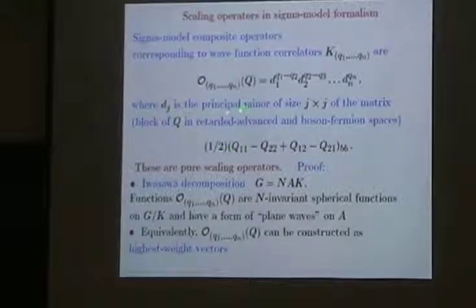So D_j is a principal minor, which is a block of this matrix Q, and not of Q, but of some combination of it. So 1, 2, 2 are these retarded-advanced sub-blocks and retarded-advanced decompositions. BB is the boson part. So anyway, one can construct out of the matrix Q first this object, and then take some minors of this to corresponding powers, multiply them, and this is an observable. This is an explicit composite operator that corresponds to the observable types of wave functions.